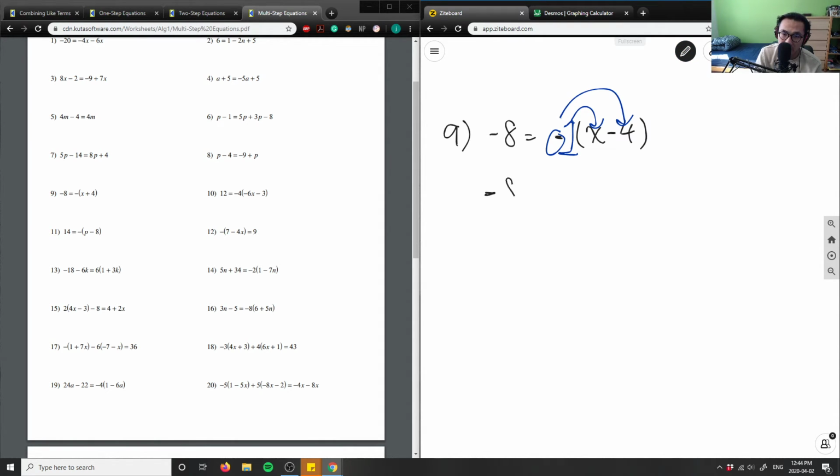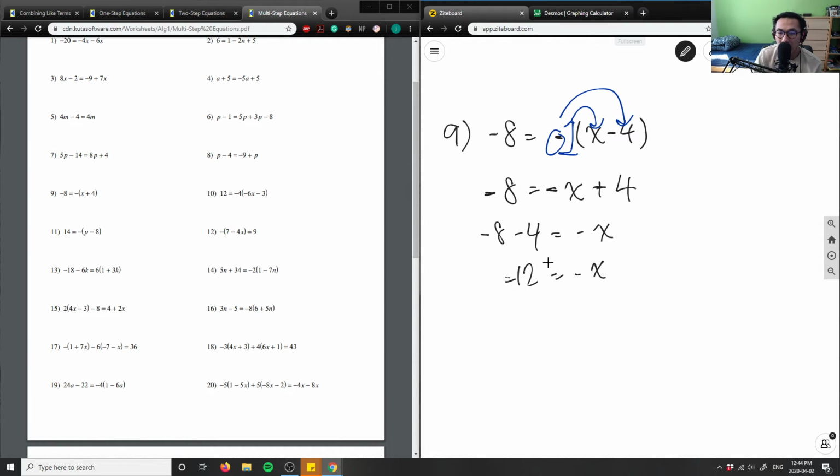So I'm left with negative 8 on the left side. This negative 1 times x is negative x, and this negative 1 times negative 4 here makes positive 4, right? So this negative has to be distributed into the brackets. So you got to make sure that happens here. Then I'm left with plus 4 on this side. I want to move it to the other side, so I'm going to have to subtract both sides by 4. So negative 8 minus 4 equals negative 12 equals minus x.